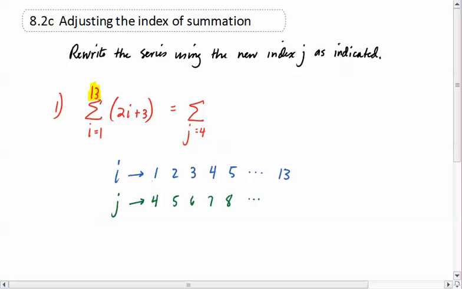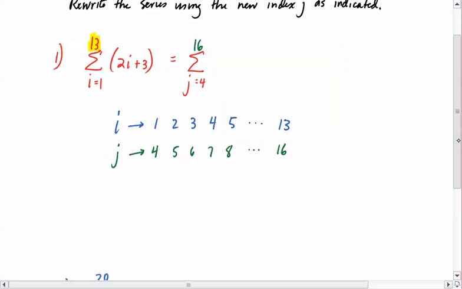And then let's look at the relationship. If 1 became 4, 2 became 5, then 13 is going to be 16. So there's my ending for the j. Well, that means I already know the ending that I'm going to put at the top. Okay, that was simple.